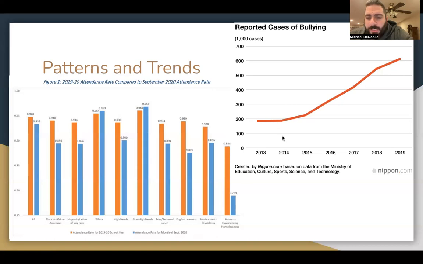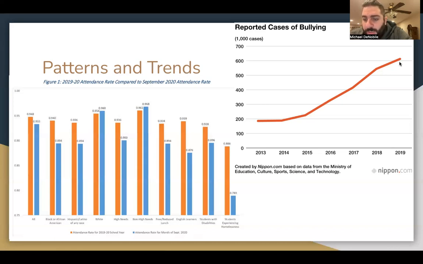Reported cases of bullying. This says Ministry of Education, so I'm assuming that this is not United States data, but still, I'm seeing an upward trend in bullying. We've got to address this. From 2013 to 2019, we went from about 200 cases per thousand and went up to over 600 cases per thousand.